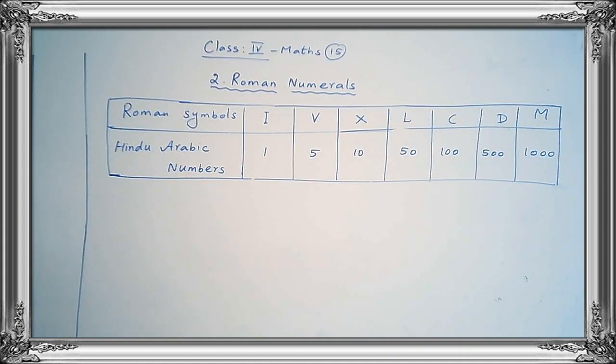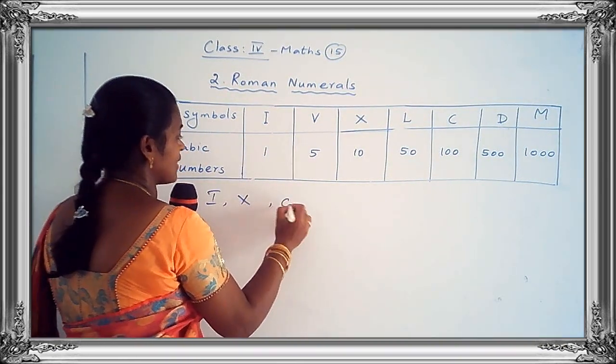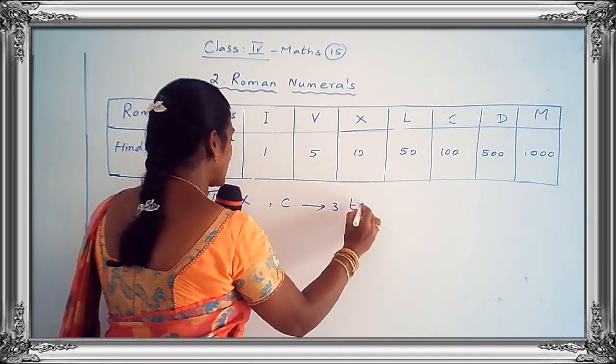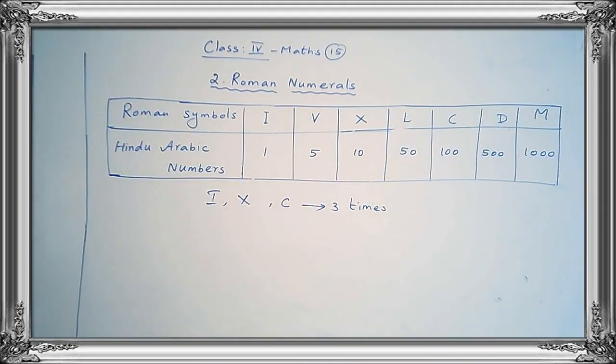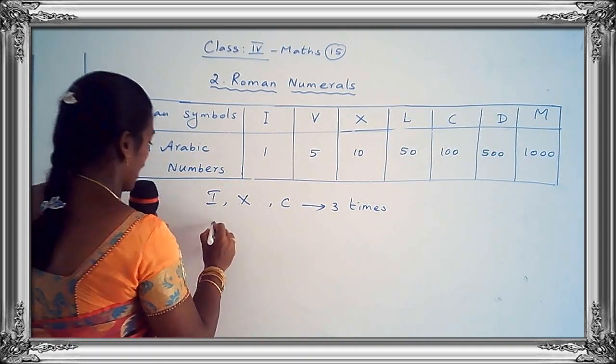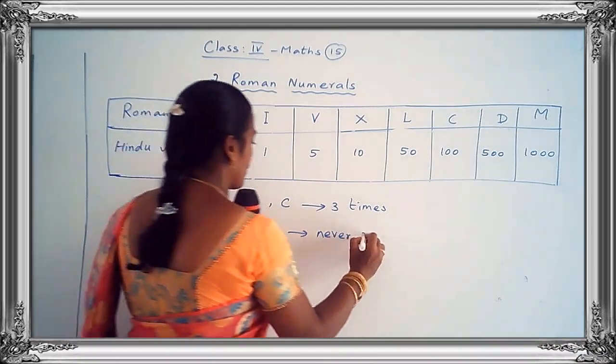All of you listen carefully. The first rule: the symbols I, X, C are repeated only 3 times. But V, L, D are never repeated.